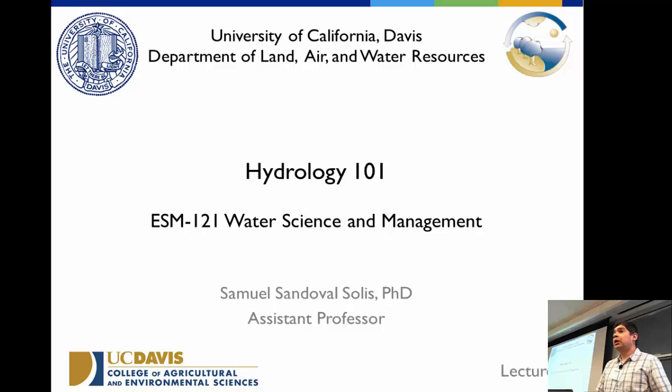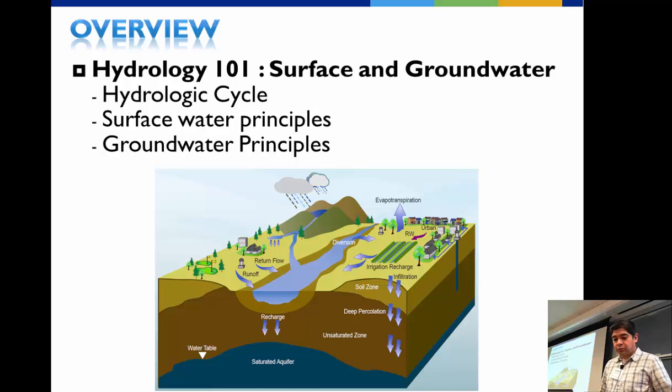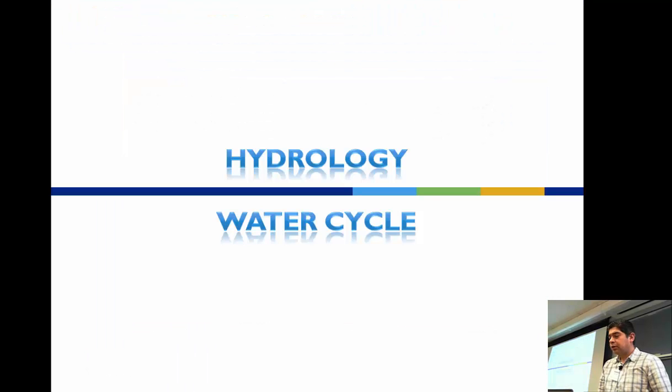I'm starting this way because you cannot distribute water, or find ways to redistribute it or to quantify how much it is, if you do not know how much it is. So that's kind of the start. Now, here we're going to be talking about the hydrologic cycle, and then some surface water and groundwater principles.